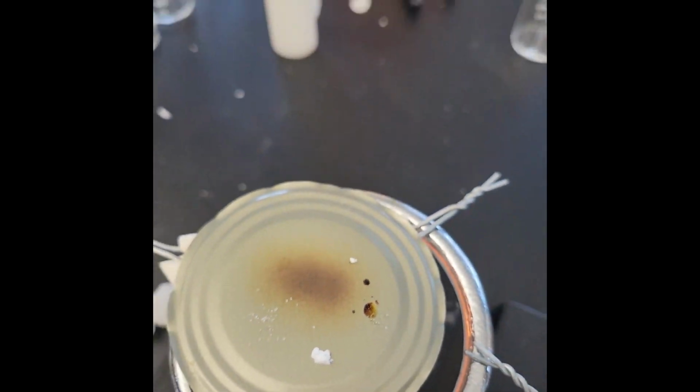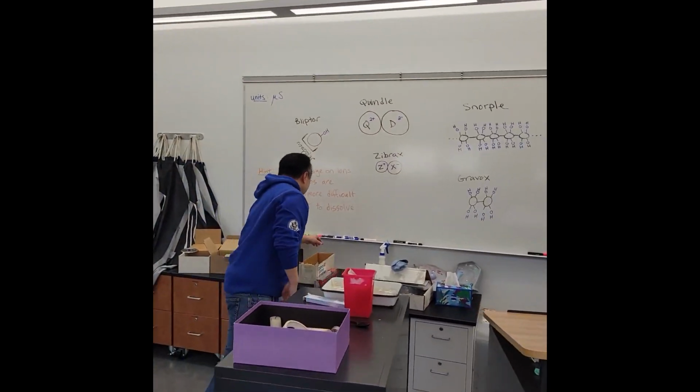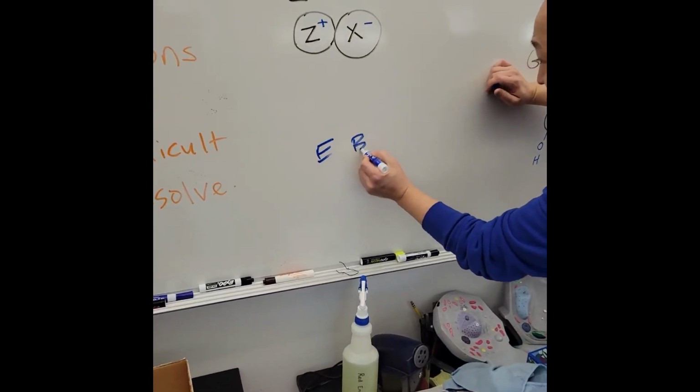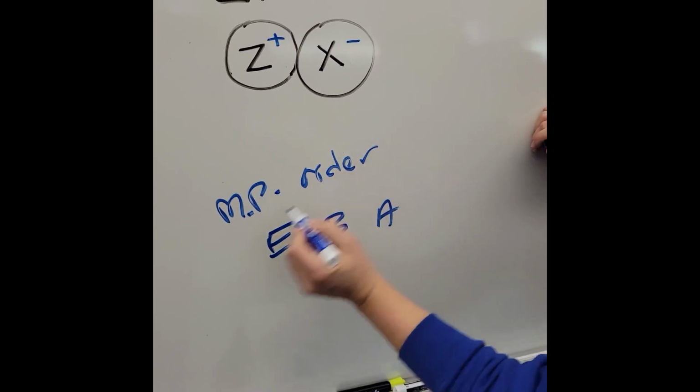Let me go to my board here. Write this down so I don't forget. Got it. E, B, and A. Melting point order. All right, next let's do the conductivity.